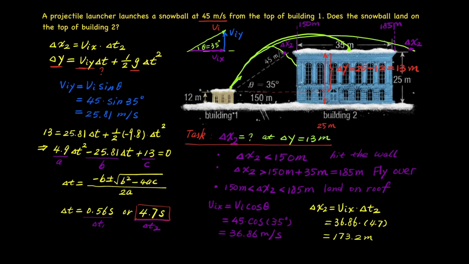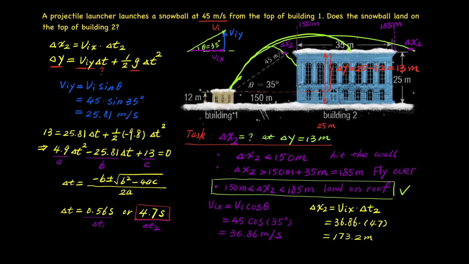If you do the math, you get a horizontal displacement, or delta x, of approximately 173.2 meters. Looking back at our landing zone, delta x2 must be within the range of 150 meters to 185 meters. Because this 173.2 meters falls right in that range, we can conclude that yes, the snowball lands on the roof. Alright, so that's the answer.